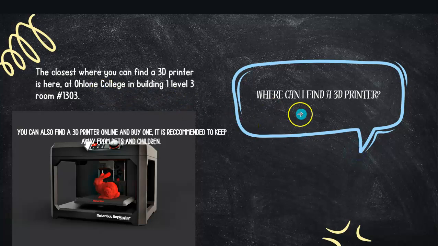Alright, where can you find a 3D printer? The closest place you can find a 3D printer is here at Ohlone College in building 1, level 3, at room 1303. You can also find a 3D printer online and buy one. This is coming out of your own pocket. It is recommended to keep pets and children away. I found this image here of an item that you can't find online.